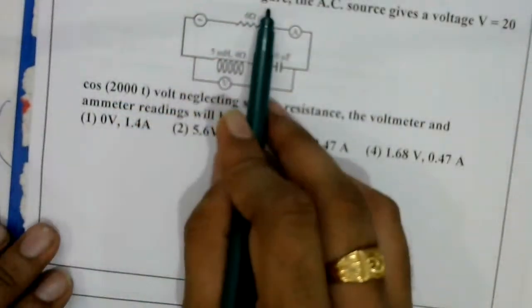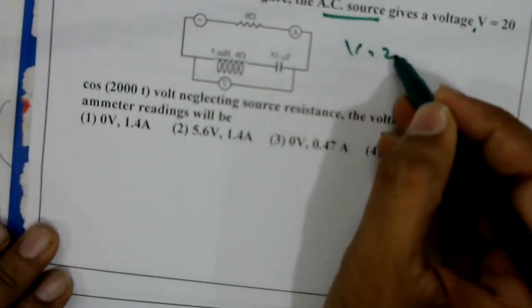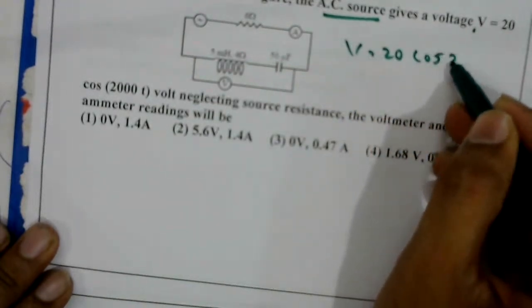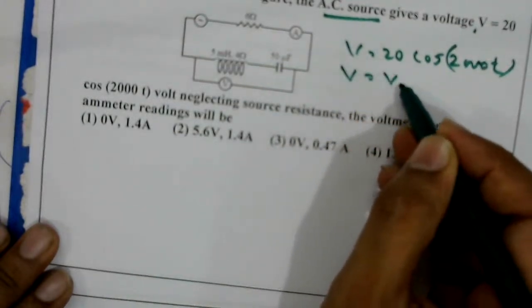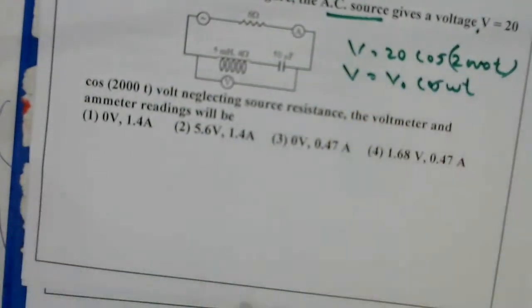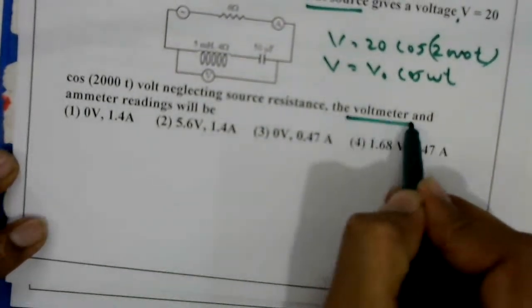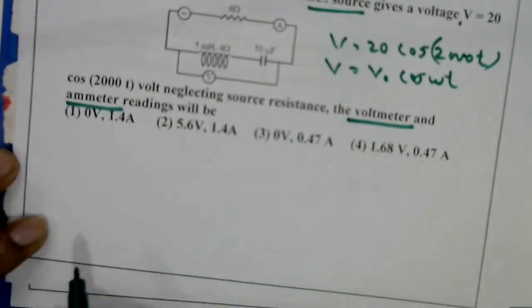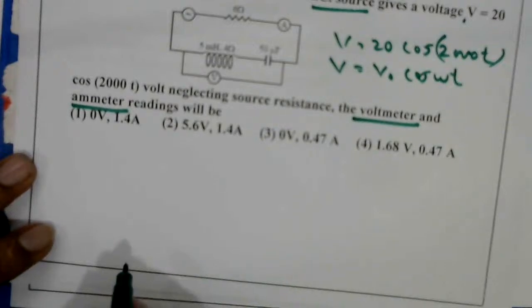In the circuit shown in the figure, the AC source gives V is equal to 20 cos 2000 t. So we can compare with V naught cos omega t, where omega is 2000 and V naught is 20. Okay, fine. Next, let's calculate the voltmeter reading and the ammeter reading. How much is the voltmeter showing, how much is the ammeter showing? Let's calculate.